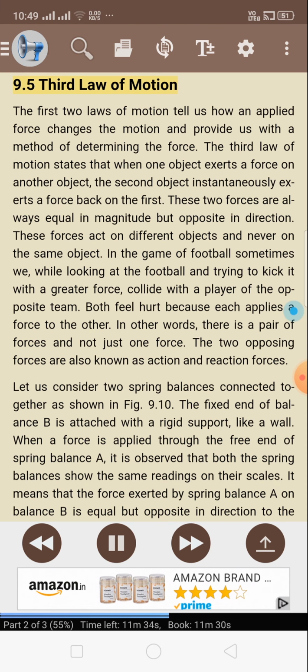9.5 Third law of motion. The first two laws of motion tell us how an applied force changes the motion and provide us with a method of determining the force. The third law of motion states that when one object exerts a force on another object, the second object instantaneously exerts a force back on the first. These two forces are always equal in magnitude but opposite in direction. These forces act on different objects and never on the same object.